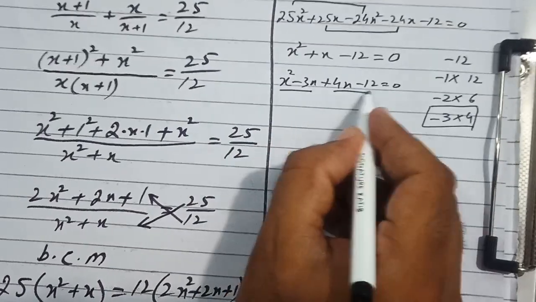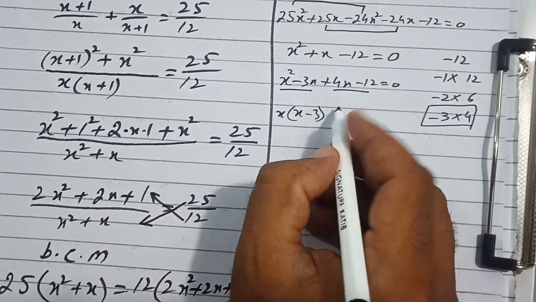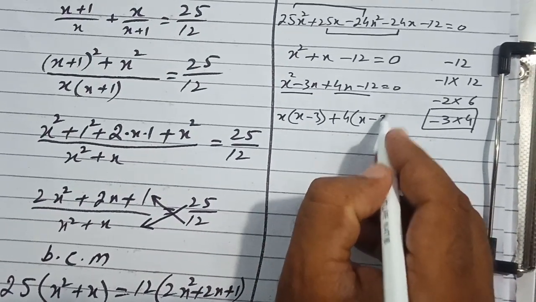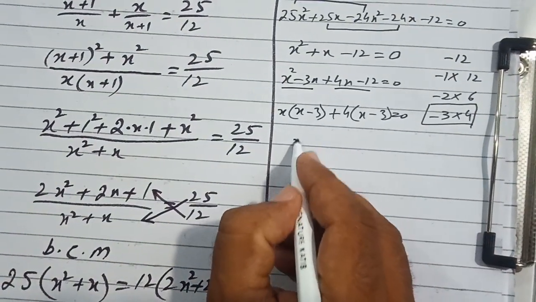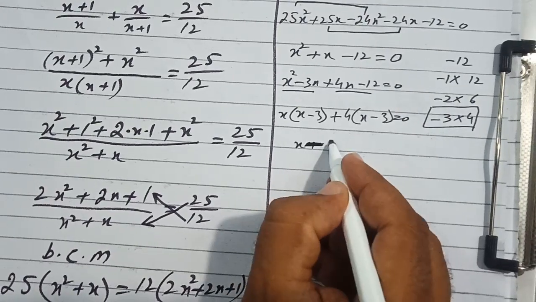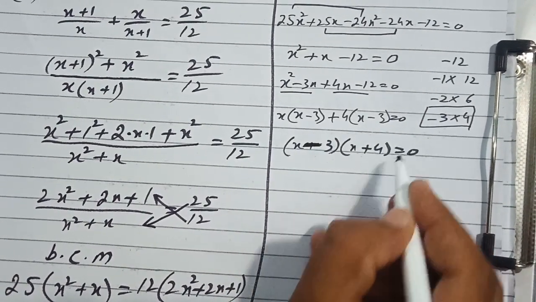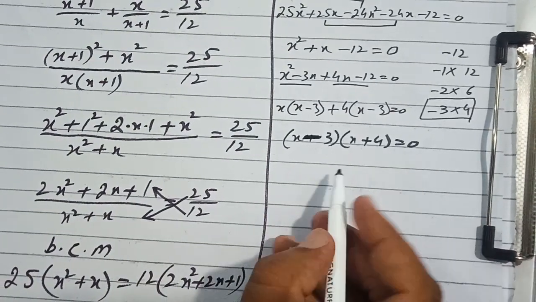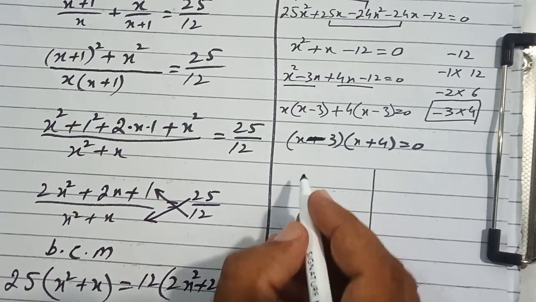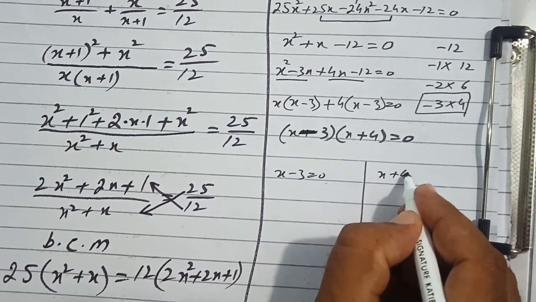From the first two terms, I will take x as common and what is left over will be x minus 3. And from the last two terms, I will take 4 as common and what is left over will be x minus 3. That is equal to 0. The common factor is x minus 3, and the other is x plus 4, equal to 0. The product of both the factors is 0, so one of the factors is 0, but we don't know which one is 0, so I will write both factors equal to 0.